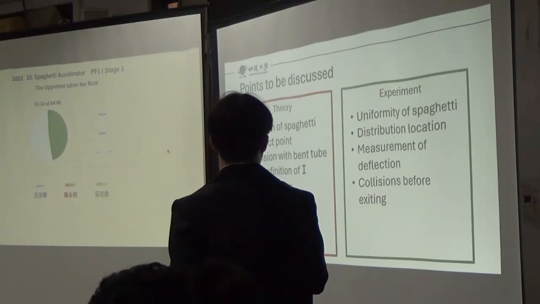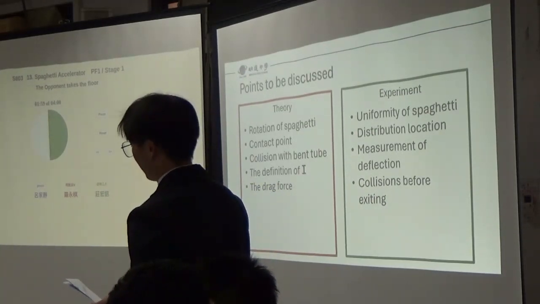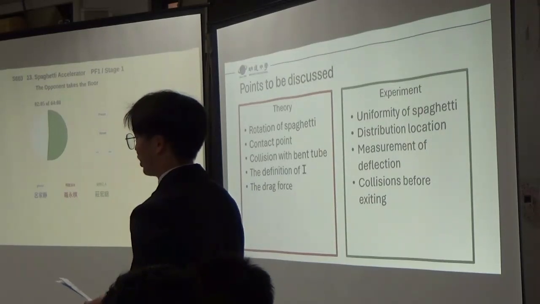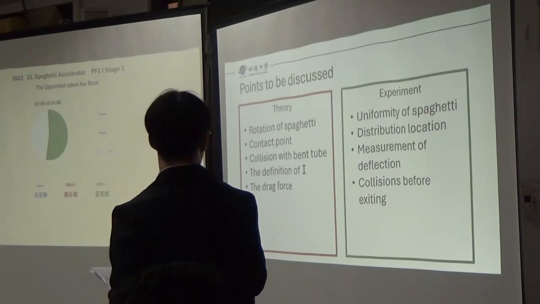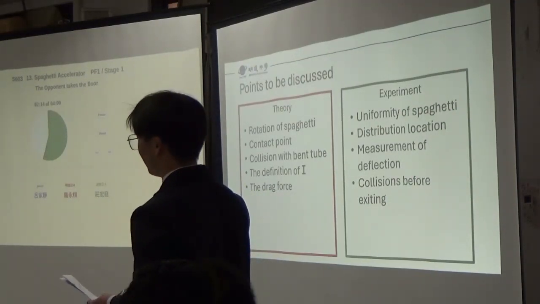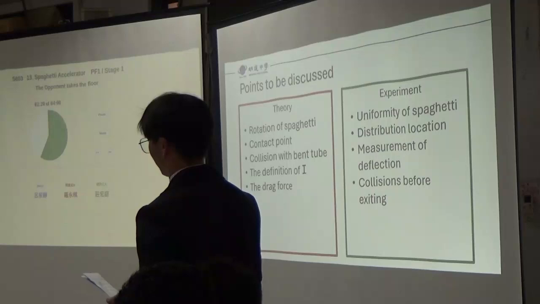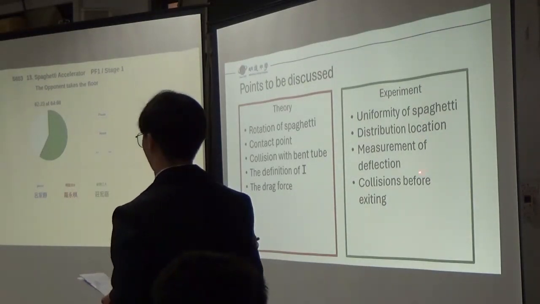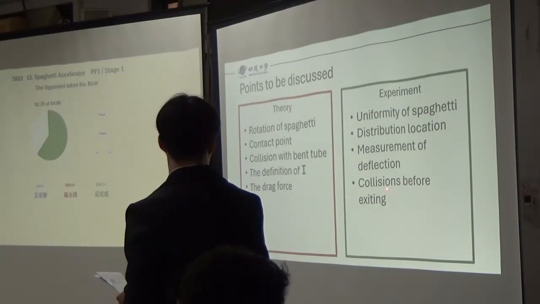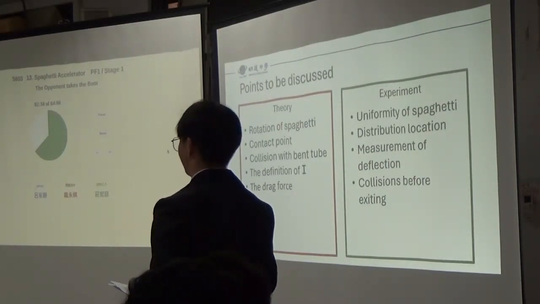And about the experiments, I wanted to talk about the uniformity of the spaghetti because I see that in every ejection, the length of the spaghetti is slightly different. So I think that could pose some changes to your calculation of deflection. And I also want to talk about the possible distribution location of your spaghetti because that might affect the final collision of your spaghetti. And also I want to talk about the measurement of the deflection because you didn't state it in your presentation. And I want to know about the collision. Is there any kind of collision before the spaghetti exits the tube?